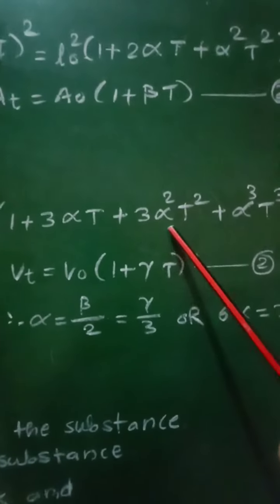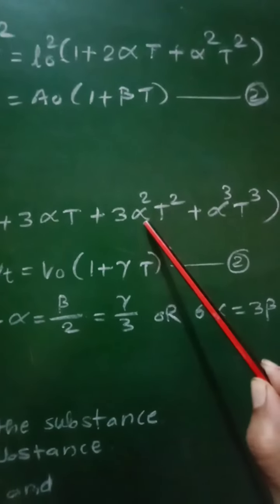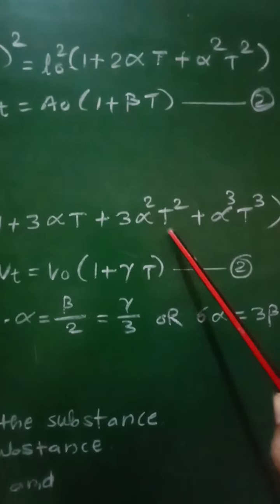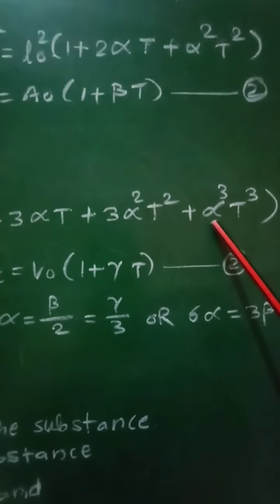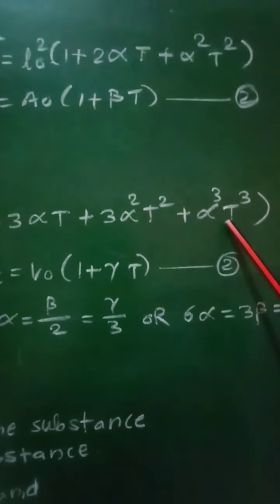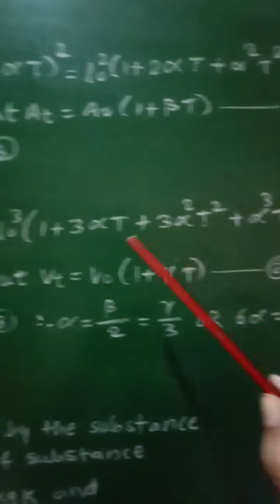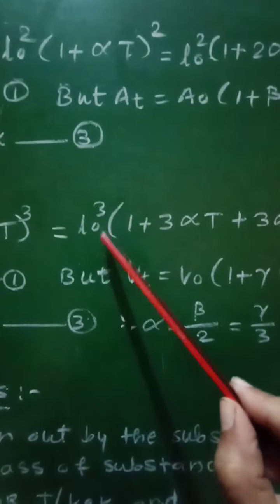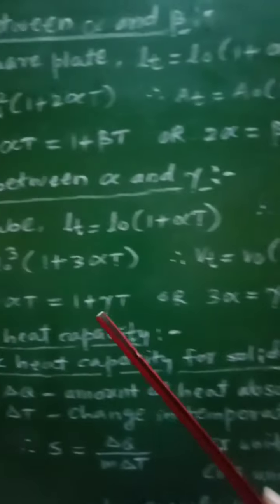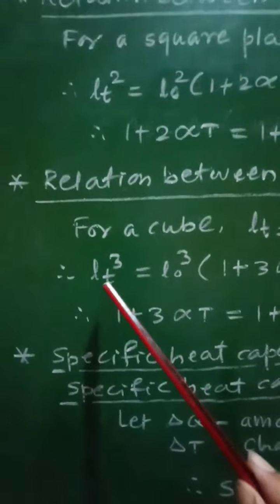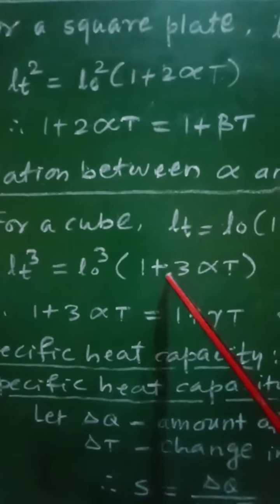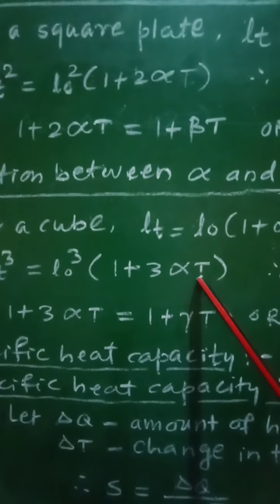And so in this case again the alpha square term is there, and the alpha cube term is there. As alpha is very small, alpha square and alpha cube will again be too small, and therefore these two terms will be neglected from this relation, and we will get only L0 cube into 1 plus 3 alpha T as the value of LT cube. Therefore LT cube equal to L0 cube into 1 plus 3 alpha T.